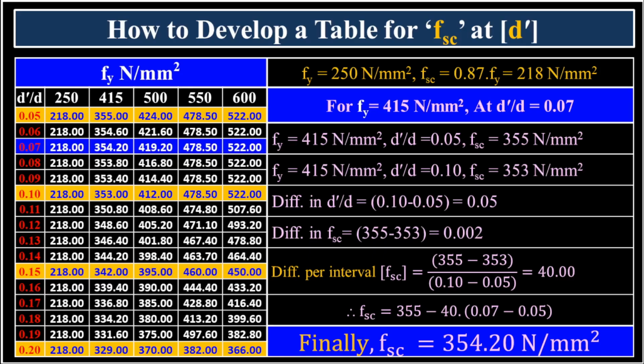Therefore, finally, to get our desired FSC at d/d equals 0.07, we take 355 and subtract 40 multiplied by the difference between 0.07 and 0.05. This calculation yields an FSC of 354.20 Newton per square millimeter. This detailed interpolation method allows us to find precise FSC values for intermediate d/d ratios. To complete this entire chart, we have to apply this interpolation method for each block of interval, such as 0.10 to 0.15, and 0.15 to 0.20, and so on for all Fy grades.